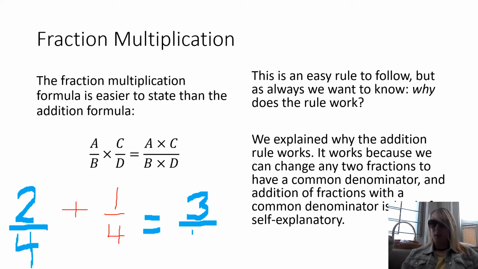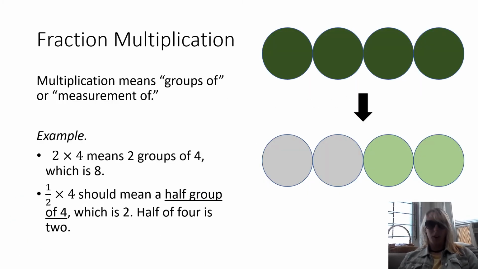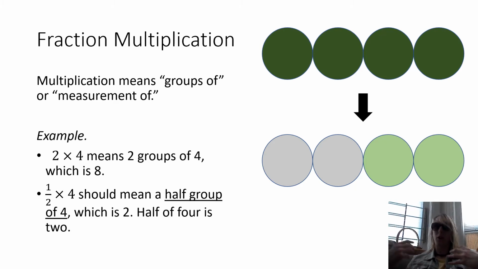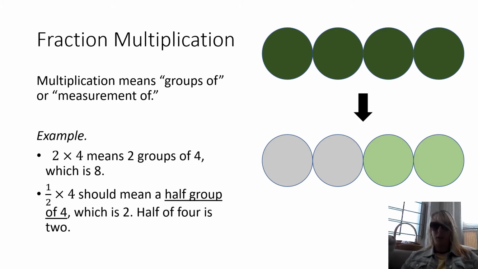So that was our explanation of why fraction addition worked, and now we want to do the same thing for fraction multiplication. As always, we have to refer back to what multiplication even means in the first place. Basically, multiplication means groups of or measurements of. For example, 2 times 4 means two groups of 4. And here's two groups of 4. We can just count two groups of 4 by hand and figure out that the answer is 8. We can figure out from scratch that 2 times 4 is equal to 8.